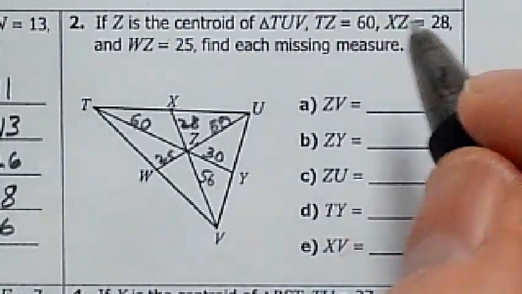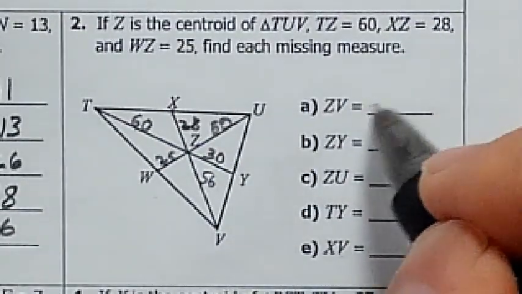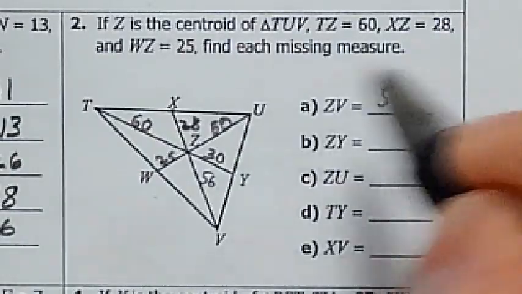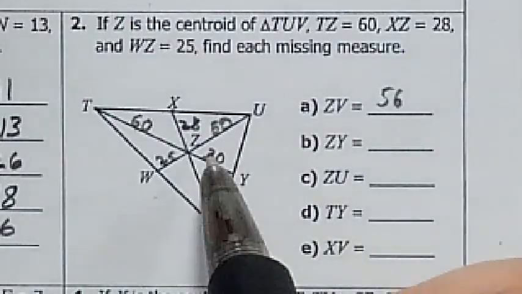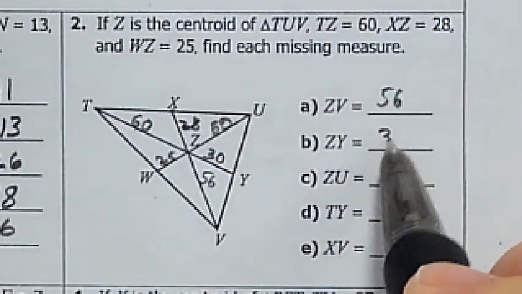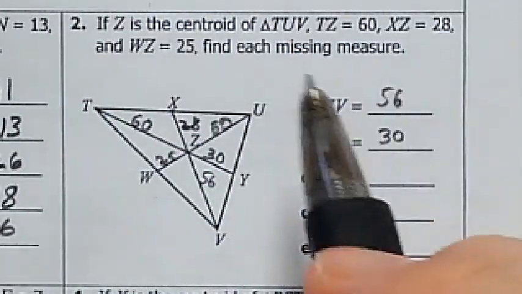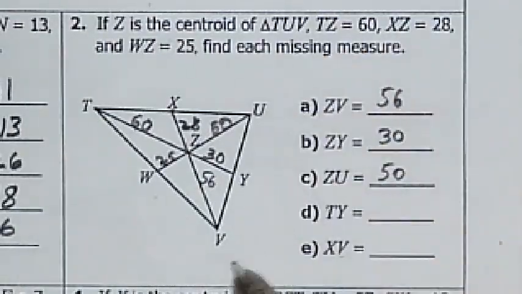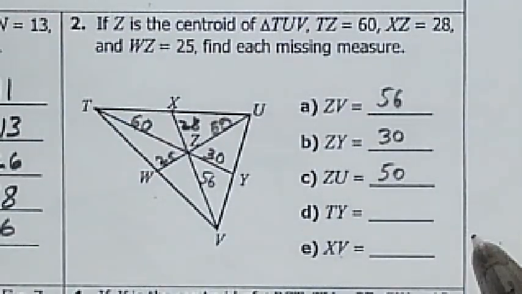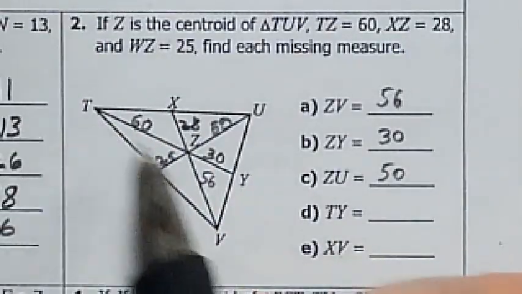What's ZY? 30. ZU? TY? T to Y? Well, think about it. T to Z is 60. Z to Y is 30. What's 60 plus 30? 90. Excellent. Segment addition postulate. Good job.